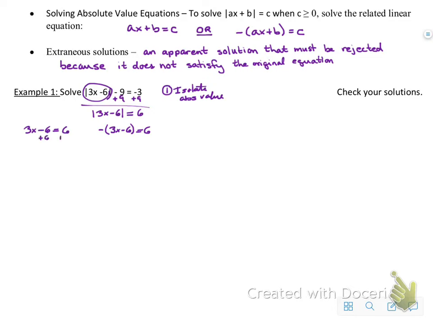So to the left we add 6. We get that 3x equals 12, divided by 3. I'm giving away the answer: x equals 4. On the right hand side we're going to distribute that negative to get negative 3x plus 6 equals 6. We subtract 6 from both sides, so that negative 3x equals 0. Well, 0 divided by anything is simply 0. So these are two possibilities. Possibility 1, possibility 2. We have to check.